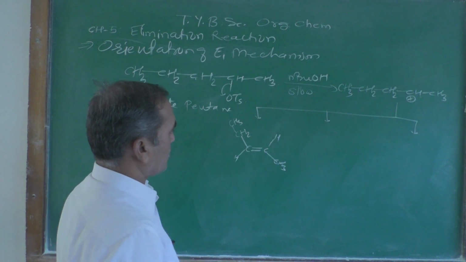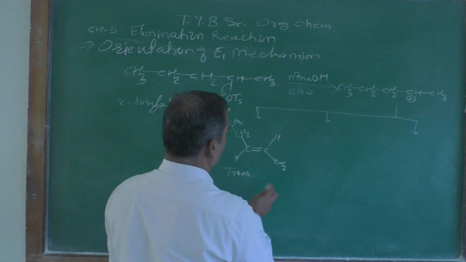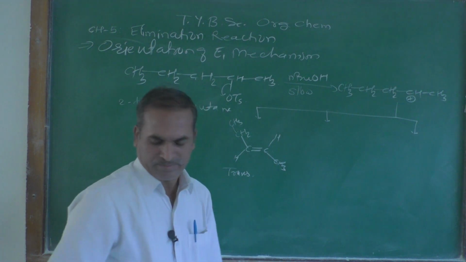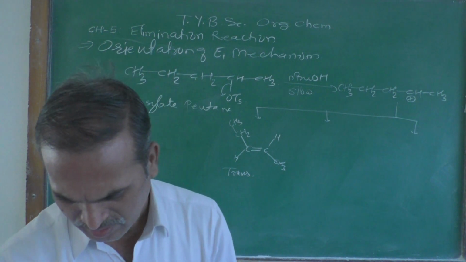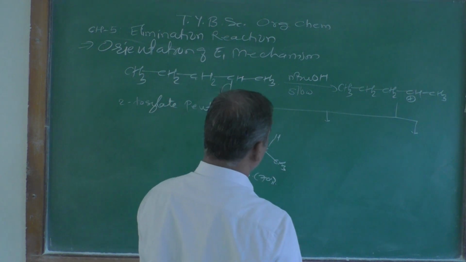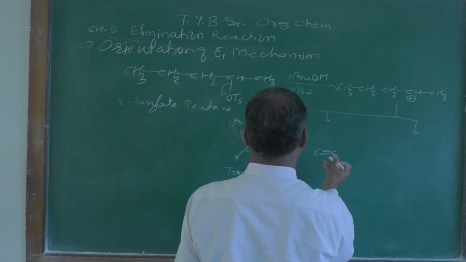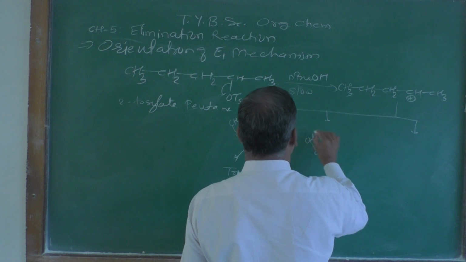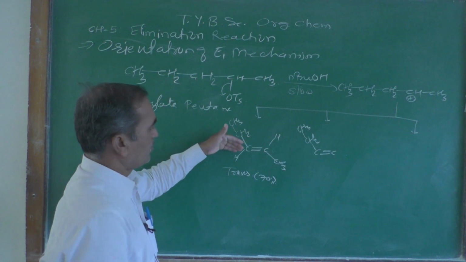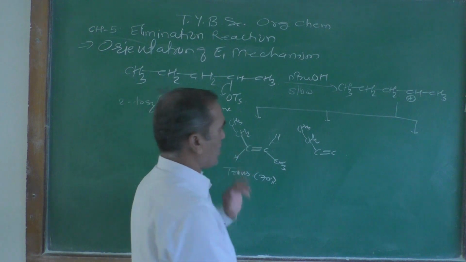This product is called the trans product, and the trans product is obtained at about 70%. Trans product we are getting at 70%, and one more product we are getting with this carbon-carbon double bond, and I am putting this CH3 group. Here, trans means the similar groups are on the opposite sides of the carbon-carbon double bond.